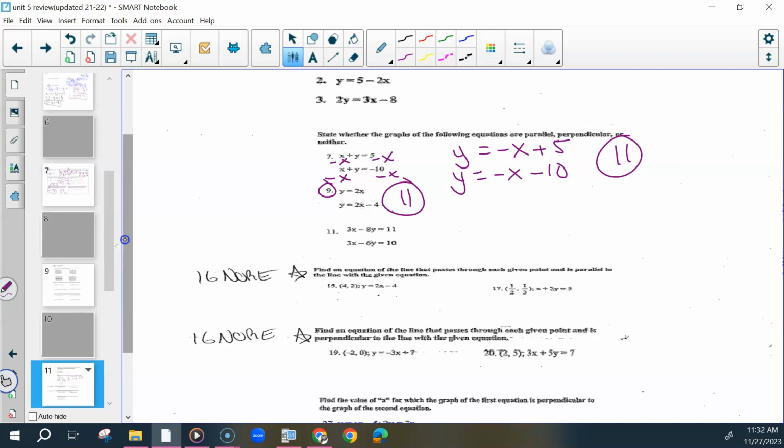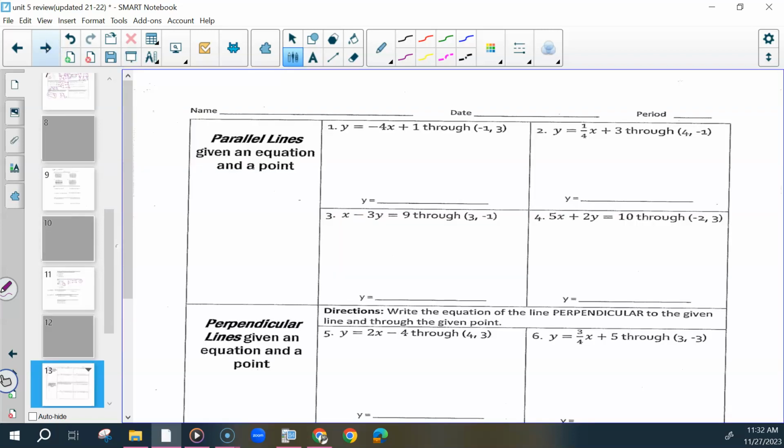Okay. On the next page are all of your writing equations, where you're given an equation, given a point, and you have to write a new equation that goes through the given point. Any of those we want to go over, have questions about? We'll just do number 1. Sure.